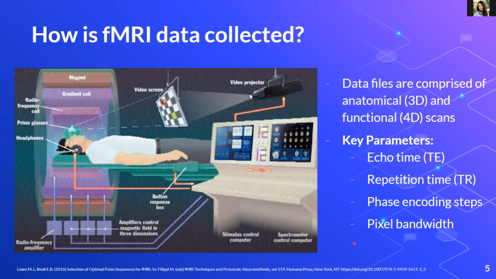So here's what the fMRI setup looks like. It's similar to that of MRI, but you're asking the patient to perform a task or play a game on the screen. The data output consists of 3D anatomical and 4D functional scans, which are analyzed collectively. There are many parameters that can be set on an fMRI scanner, but I'm just going to go over a few of them that are going to be relevant to our project.